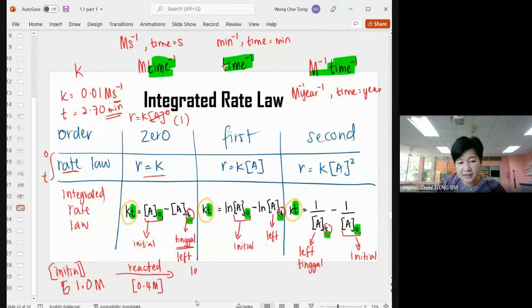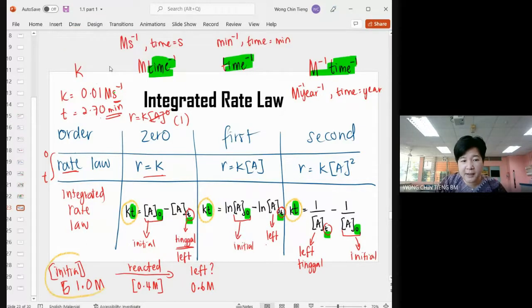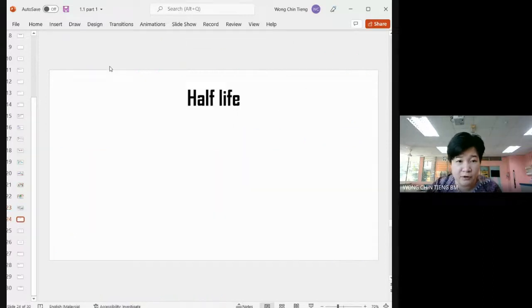How much is left, guys? 0.6 molar. Nampak? So initial kita adalah banyak mana yang kita mula. The one that we use or the one that reacted or the one that you have decomposed is the one that changed to product. How much is left is the one that we want. Nampak? Okay? So, kita ada 5 more minutes.